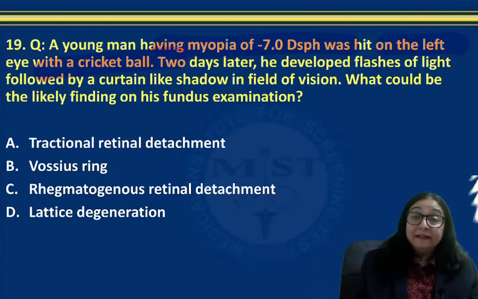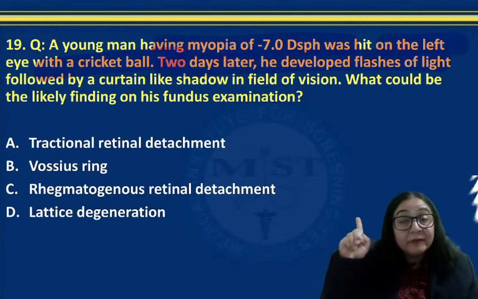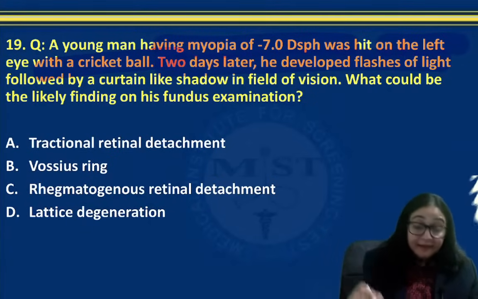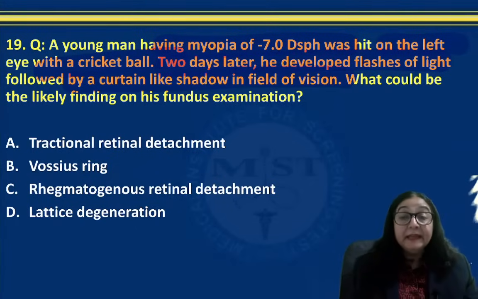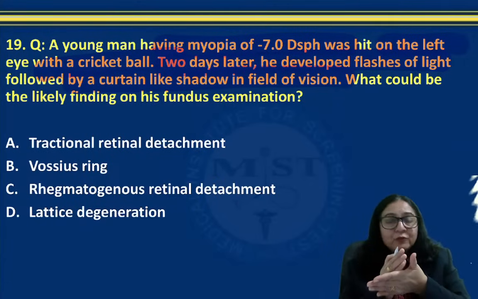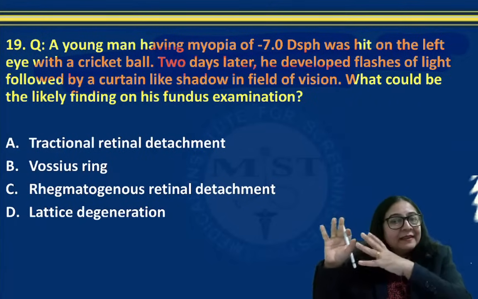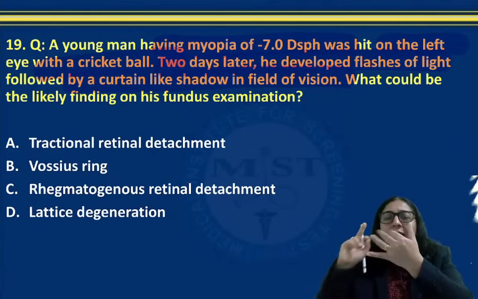Two days later, he developed flashes of light. Very important symptom: photopsia, flashes of light. And then a curtain-like shadow in field of vision. Again, a very, very important key symptom. So these two things happening together, in this clinical case scenario, okay?